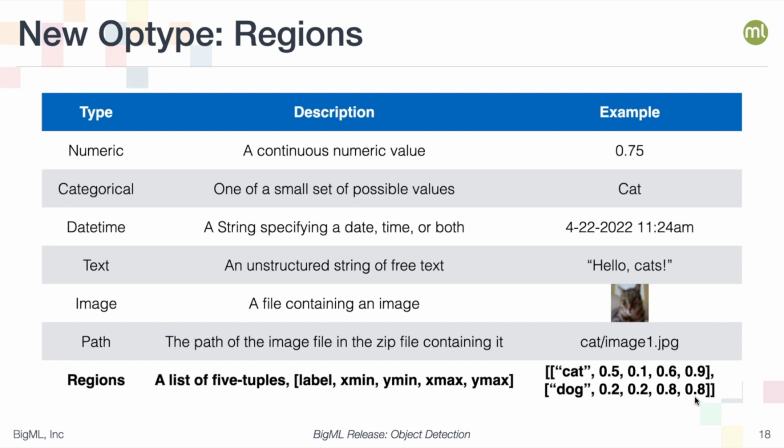The coordinates that we give here are relative to the image itself. So when we say the X coordinate is 0.5, we mean it's halfway across the image. When we say the Y coordinate is 0.1, we mean it's 1/10 of the way down the image. We also accept pixel coordinates. You can upload whatever's most convenient to you, but internally, BigML represents these labels in terms of these relative coordinates, coordinates relative to the image size, and that's what we output when you make a prediction.